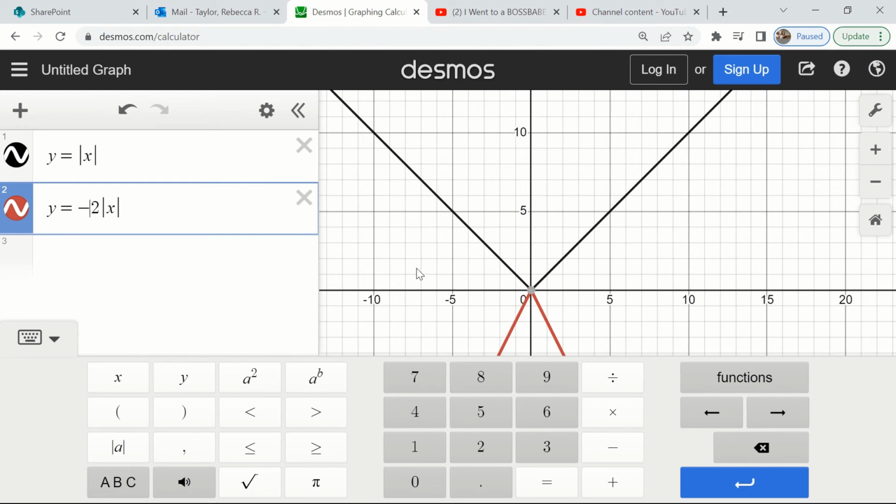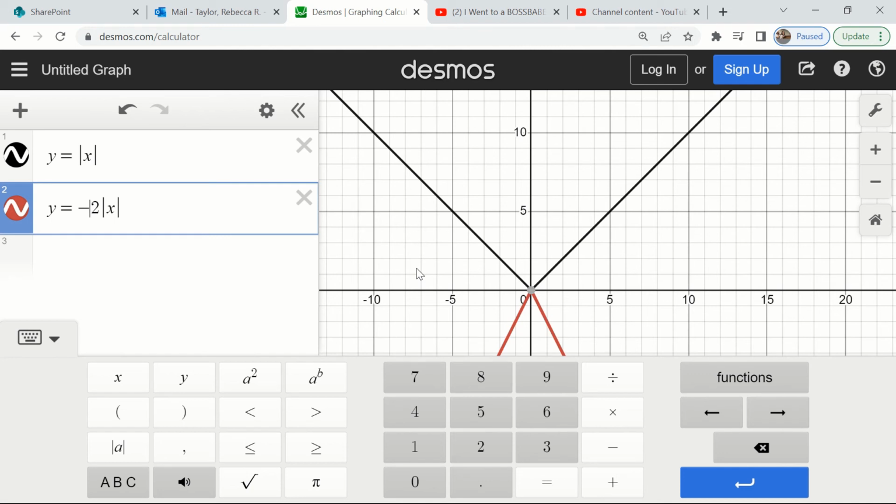This is usually how a lot of us will describe it. We just have to be careful about the absolute value of the number that you're multiplying by. The negative has a different transformation than the actual value of the number. So just keep that in mind. This one has a reflection and also a vertical stretch, so you actually have two transformations going on there.